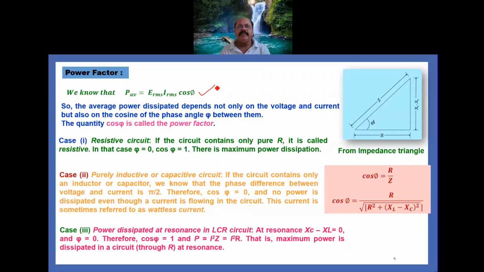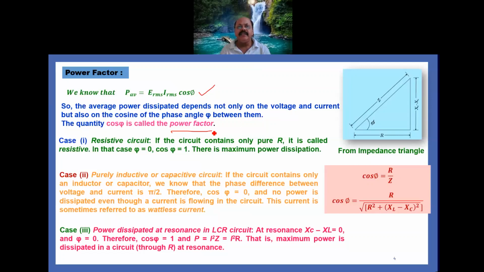So the average power dissipated depends not only on the voltage and current but also on the cosine of the phase angle between them, and this quantity cos phi is called power factor. Now we take some special cases. Case 1, that is, a resistive circuit.